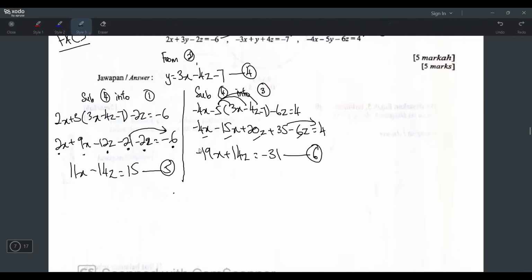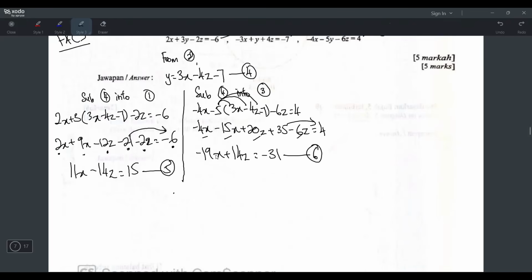11, this one, -19, not the same. What about the coefficient of z? -14. Oh, positive 14. Wait. They are the same value. So I will do elimination method. Okay. So you realize I start with substitution, but for the stage 2, I do elimination instead.